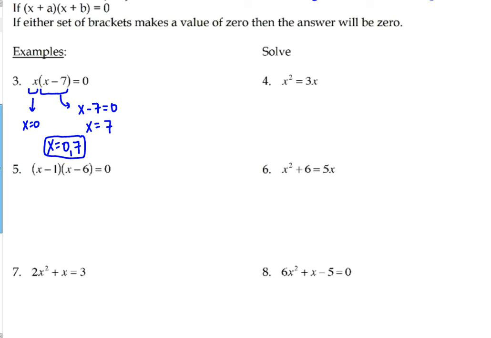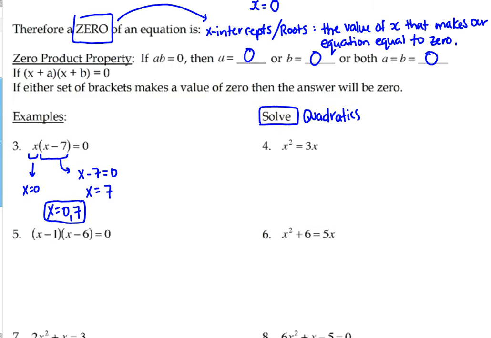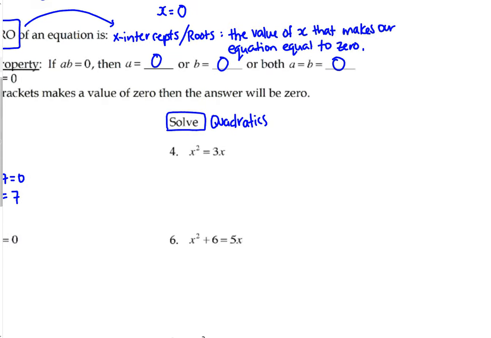Make sense? Okay, let's keep going. When we solve, if I want to solve an equation and it's a quadratic, whenever we solve quadratics, it's very important to remember, like with linear equations, remember what you did with linear? If I had a linear equation, 2x plus 3 equals 4x minus 9. How did you solve a linear equation?